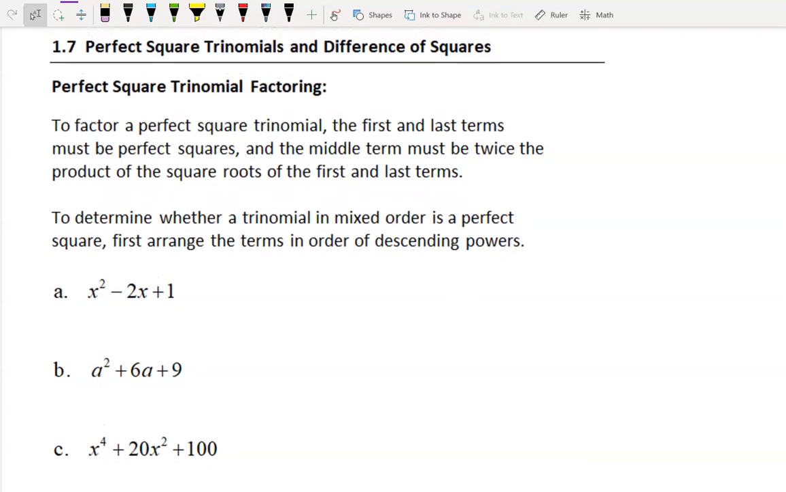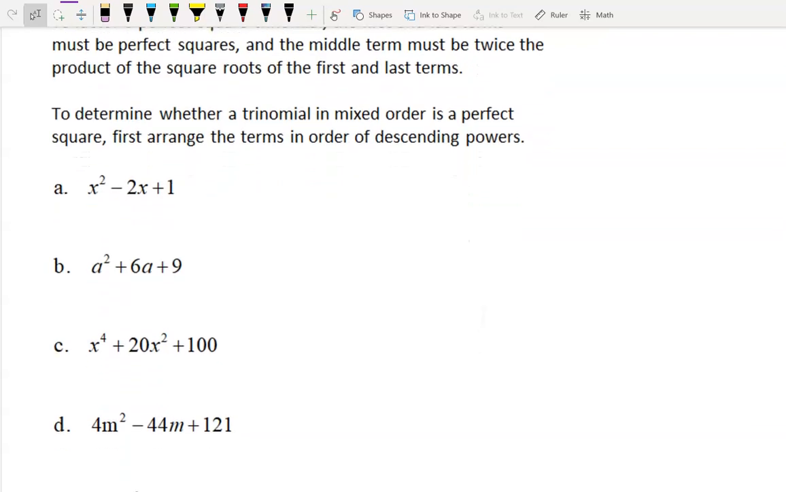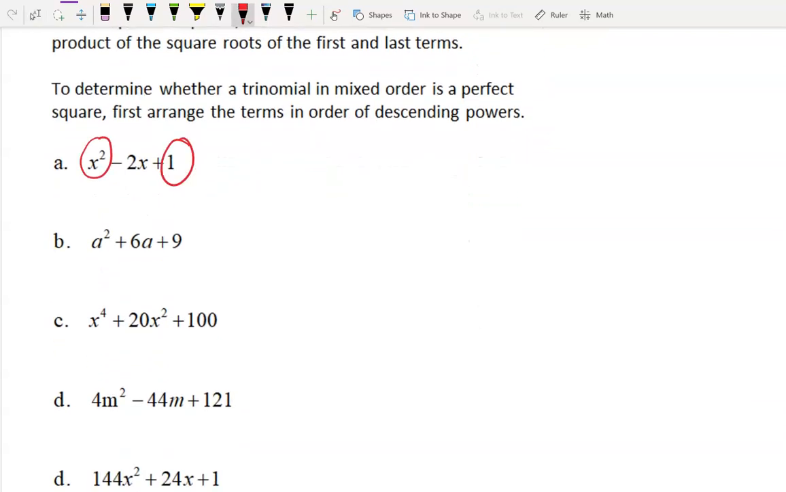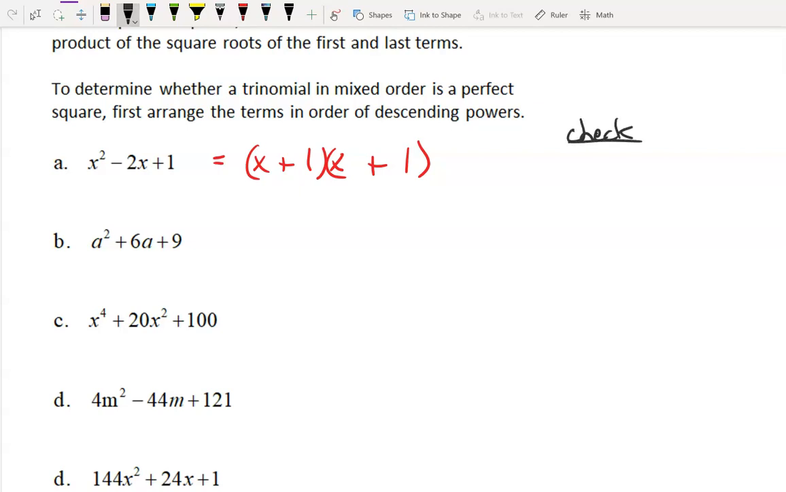We mentioned this the other day that once in a while you're going to see perfect squares. What I mean by perfect squares is the first and last term are perfect squares. Okay, do you notice how each one of these are perfect squares? When I see that, my instinct is just to say, what's the square root of x squared? X. What's the square root of 1? 1. And these are both going to be the same. X plus 1, x plus 1. Check it. If you multiply this, you end up with x squared plus x plus x plus 1, which is x squared plus 2x plus 1.